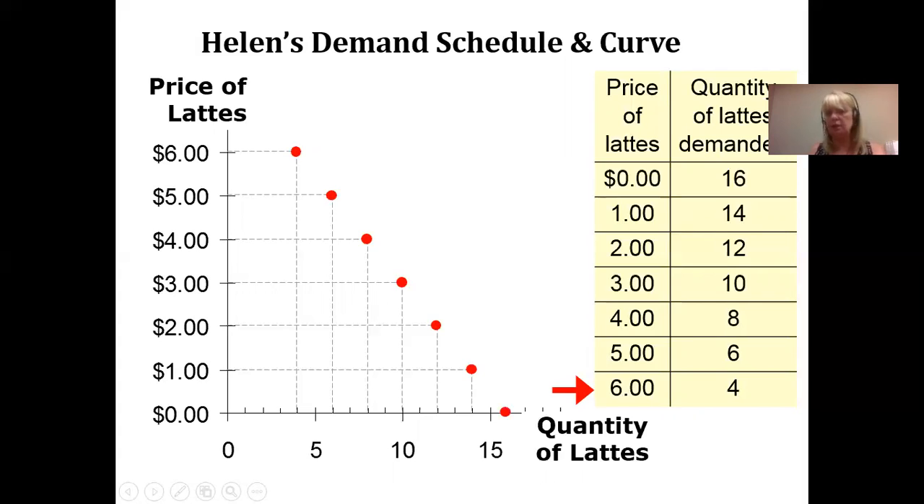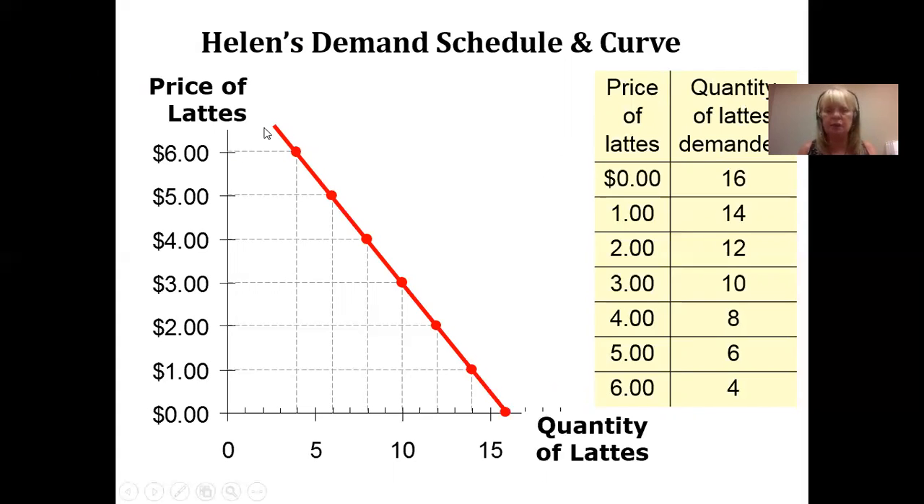Each one of these points represents a unique combination of price and quantity. When you change the price, you change the quantity demanded. When we go from $1 to $2, her quantity changes from 14 to 12. Each point is a unique combination of price and quantity. Put them all together, and you have yourself a demand curve right there.